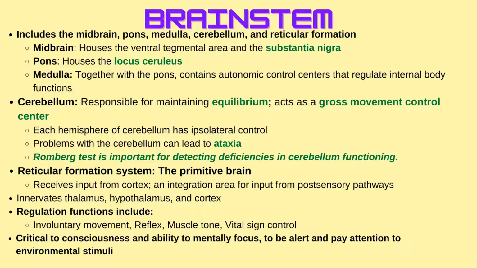Okay, so now let's talk about the brainstem. The brainstem is made up of cells that produce neurotransmitters. It includes, like I said previously, the midbrain, pons, medulla, cerebellum, and reticular formation. So now, what does the midbrain do? When you think of midbrain, I want you to think of dopamine synthesis. The midbrain houses the ventral tegmental area and the substantia nigra.